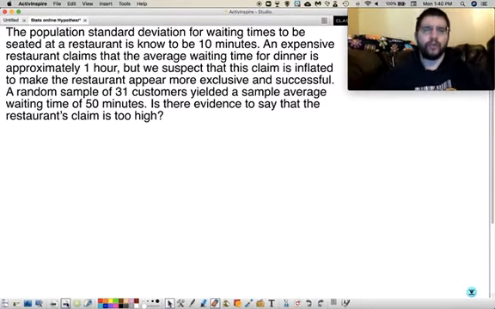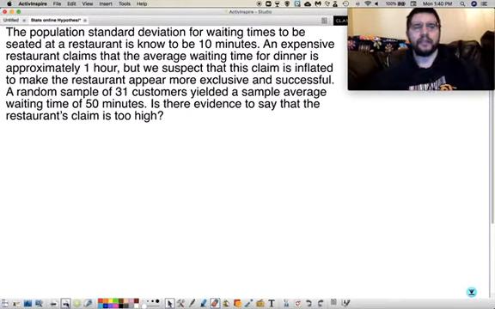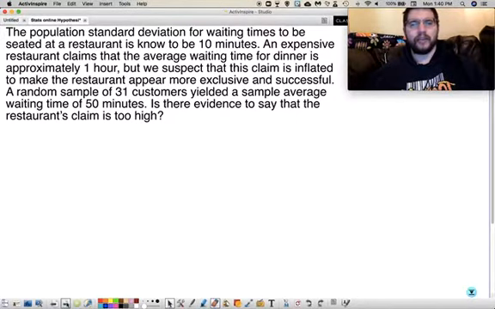Okay, the population standard deviation for waiting time to be seated at a restaurant is known to be 10 minutes. An expensive restaurant claims that the average waiting time for a dinner is approximately 1 hour. But we suspect that this claim is inflated to make the restaurant appear more exclusive and successful. A random sample of 31 customers yielded a sample average waiting time of 50 minutes. Is there enough evidence to say that the restaurant's claim is too high?